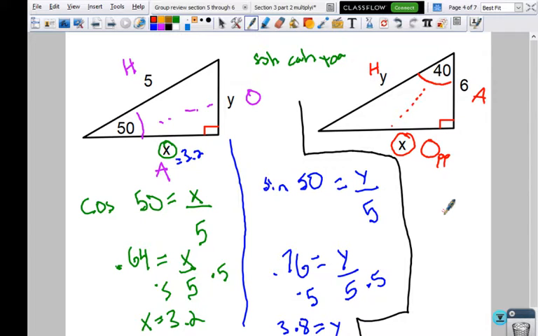On my first one, the 50 was over here on the left, and for my opposite, I went all the way to the opposite side, and I got to the y.